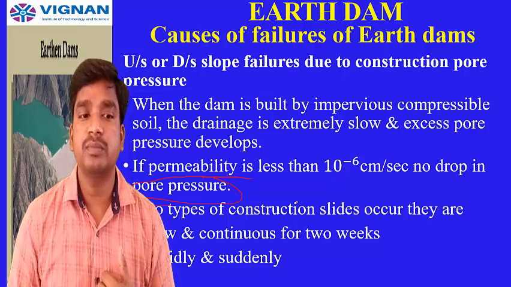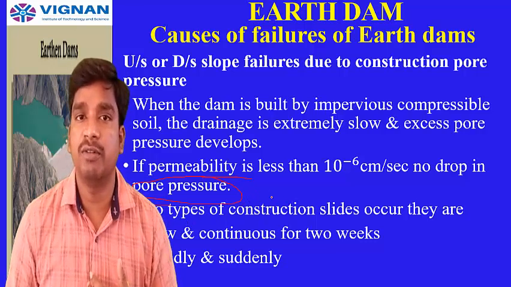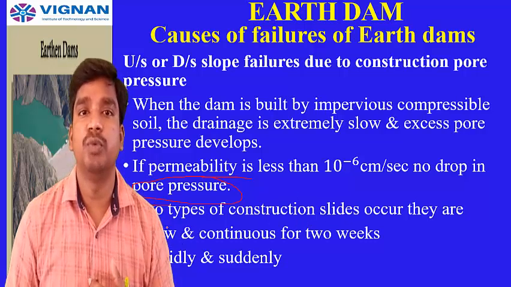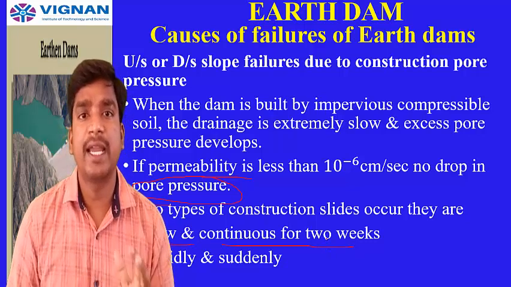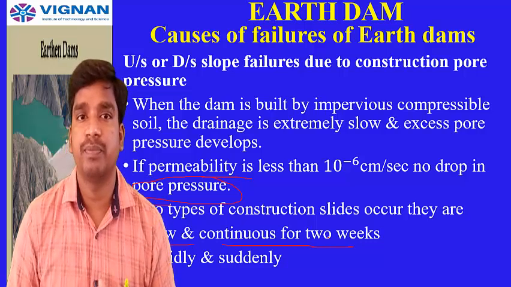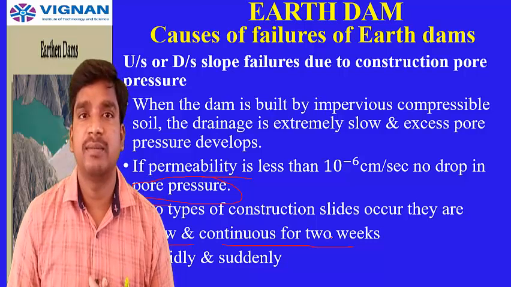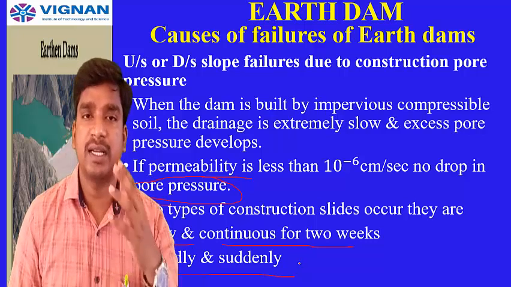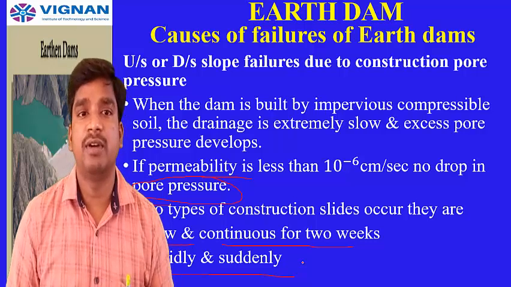For example, if the permeability is more, there are two types of chances of sliding. One is slow and continuous for 2 weeks. This sliding will occur constantly and slowly, continuously for 2 weeks. There is one more type of sliding, that is rapid and sudden, meaning catastrophic failure may be expected here. Sudden failure without giving any warning. Sudden failure means the loss and damage cannot be recovered.